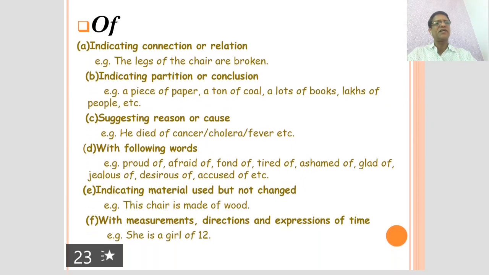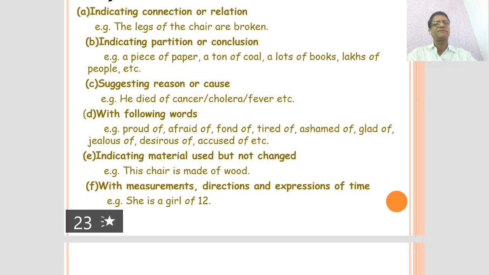Next is of, indicating correction or relation: The legs of the chair are broken. Indicating partition or conclusion: a piece of paper, a ton of coal, lots of books, legs of people. Suggesting reason or cause: He died of cancer, cholera, fever, etc. With the following words: proud of, afraid of, fond of, tired of, ashamed of, glad of, jealous of, desirous of, accused of. Indicating material used but not changed: This chair is made of wood. With measurements, direction and expression of time: She is a girl of 12.